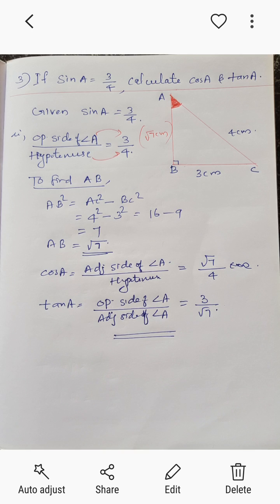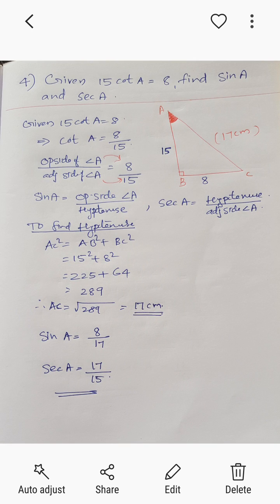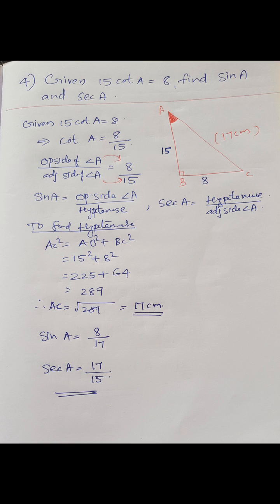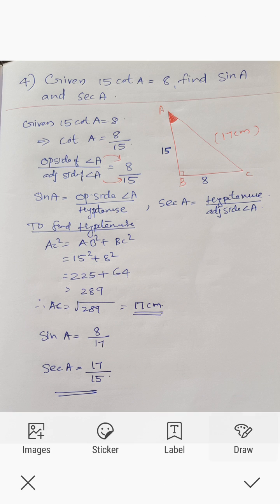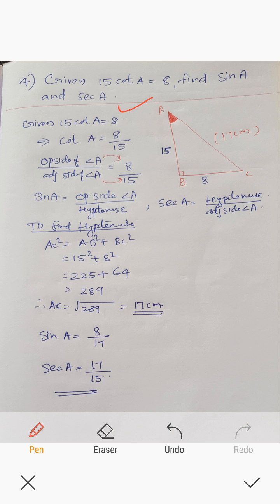Next question. Question number 4. Given 15 cot A equal to 8, find sin A and sec A. Okay. Here 15 cot A equal to 8. From there we have to find cot A. Transpose that 15. On transposing 15 we will get cot A equal to 8 by 15. We will be able to find the third side or the hypotenuse of this triangle only by writing this step as a ratio. Okay, so cot A is 8 by 15.